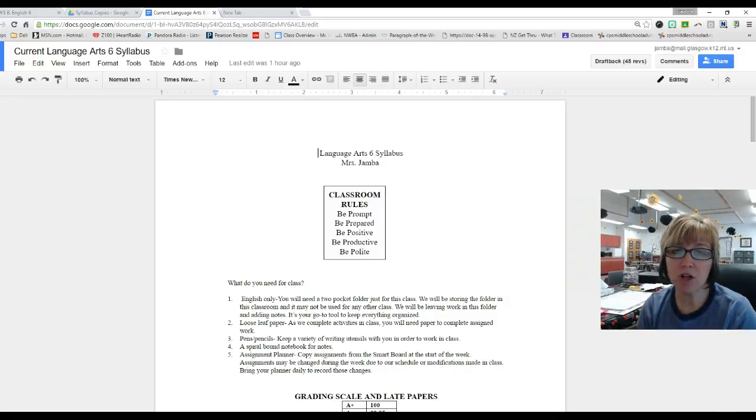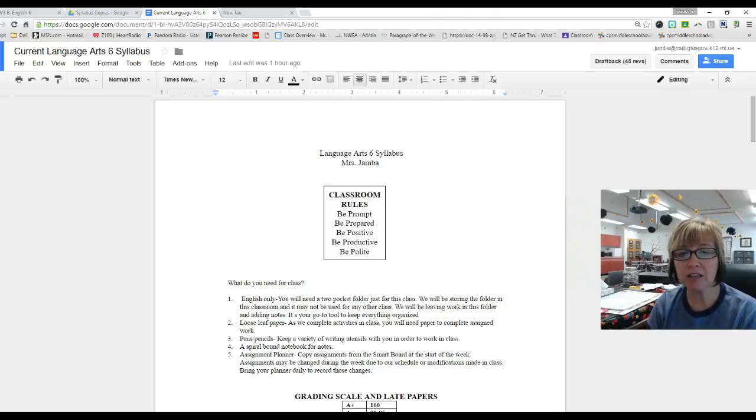What do you need for English class? You need one folder that is a double pocket folder to store stuff in, either working assignments that we're working on finishing or completed assignments. Loose leaf paper to complete anything that is on paper. We're working on getting things more paperless as we go, but we still have things where that is the mode of getting things done. Pens and pencils so that you can complete assignments, a spiral bound notebook for this class, and an assignment planner to keep things square.